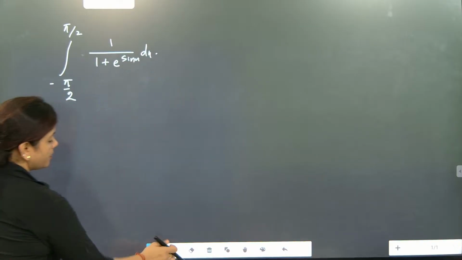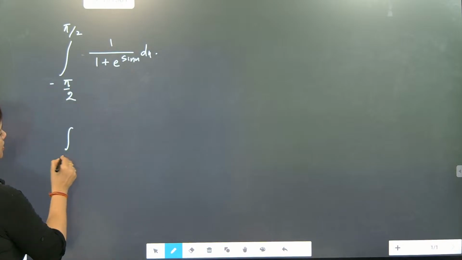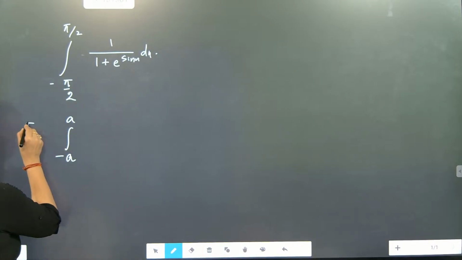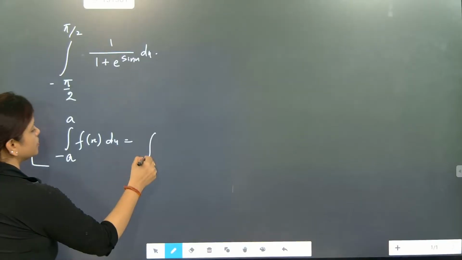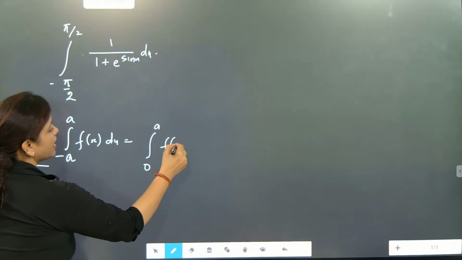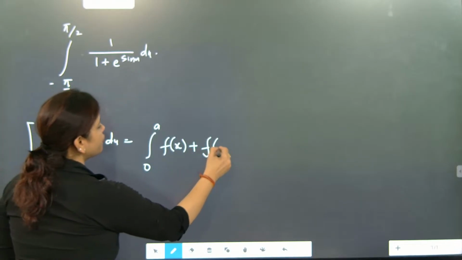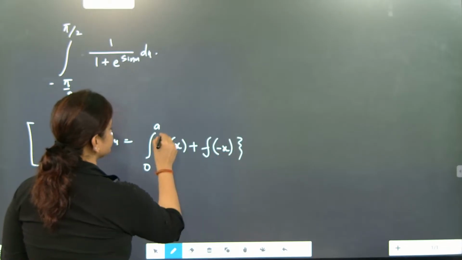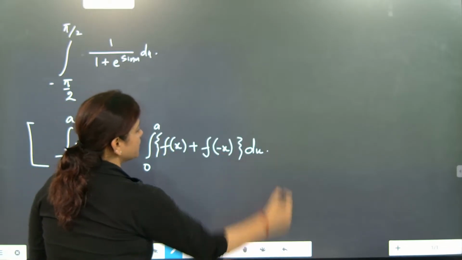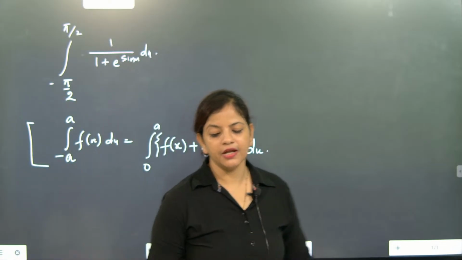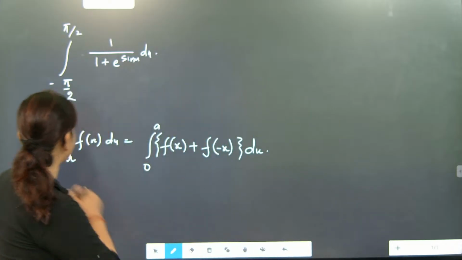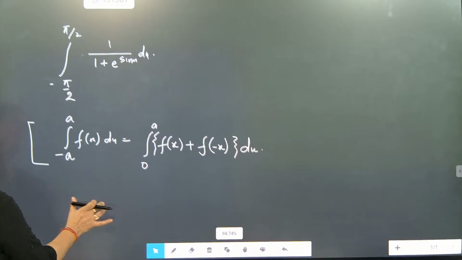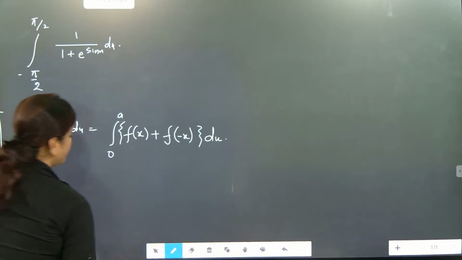Can you check? In property number 8, we learned that the integral from minus a to a, just put a bracket and write f of x dx, is equal to the integral from 0 to a of f of x plus f of minus x dx. This becomes your property number 8. When you are using this property, you will be able to solve the question. Now just check how we can use this property and solve the question. Come on, check this one out.